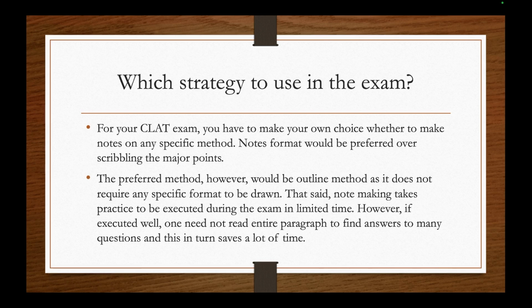Now, guys, which strategy to use in the examination? For your CLAT exam, you have to make your own choice whether to make notes on any specific method. Note format, however, would be preferred over scribbling the main points and again going back to the main passage. The preferred method, however, I would suggest would be the outline method, as it does not require any specific format to be drawn. That said, please note that note making takes practice to be executed during the exam in limited time. However, if it is executed well, one need not write the entire paragraph to find answers to many questions, and this in turn saves a lot of time.